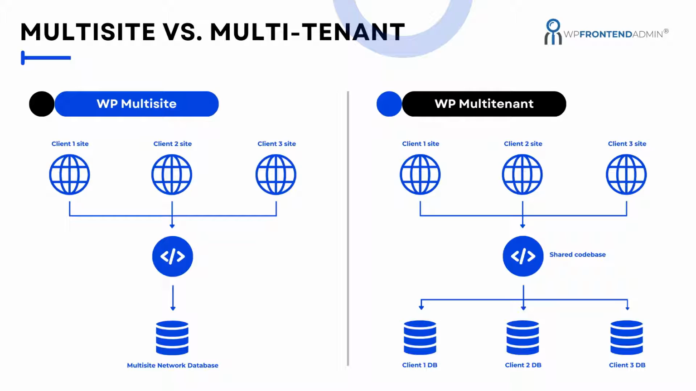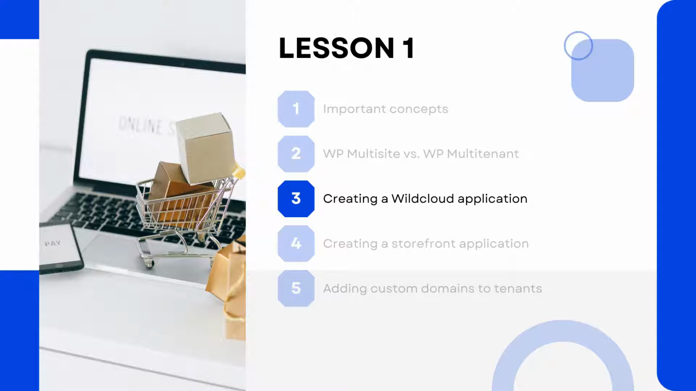On the other side, with WordPress multi-tenancy, each tenant or site has its own separate database, although it uses a shared codebase, meaning WordPress version, plugins, themes, and language files. It's like each tenant in an apartment building having their own private storage space. Each installation of WordPress for each tenant operates independently with its own set of tables and data. WordPress multi-tenancy provides better data isolation, customization, and scalability options for platforms with many sites. Now that we have covered the basic concepts, let's proceed to create the Wildcloud applications that will allow us to build our e-commerce platform.